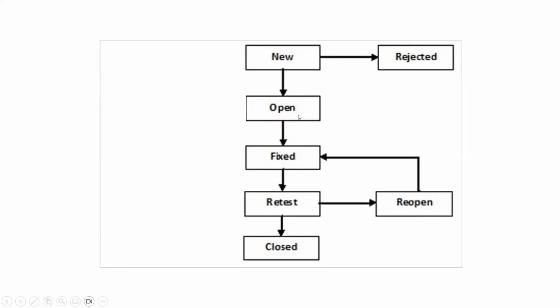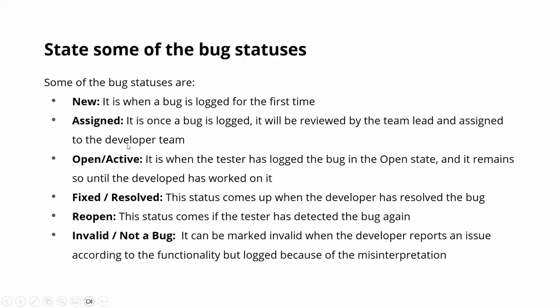So once it is fixed, it will be in the fixed or resolved state. Then again, the testing team tests it. And if it is working fine, we have the closed state. And if it is not working, again, we will reopen it. So these are all the different states we have in the bug life cycle, guys.